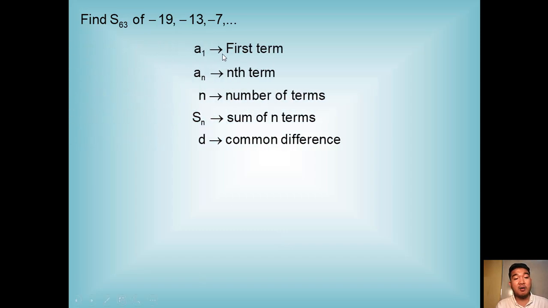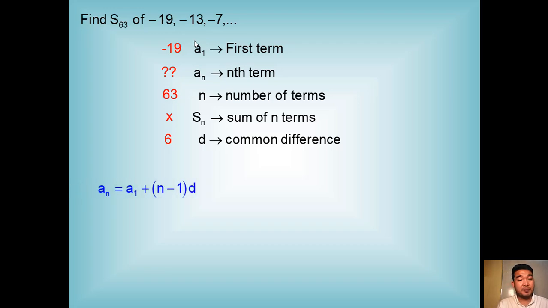And then, next problem, find s sub 63 of negative 19, negative 13, negative 7, and so on. So again, we identify our known variables. So our first term is negative 19. We are looking for a sub n, so we code it as double question mark. Then n is 63, since we are looking for the sum of the first 63 terms. Then s sub n is x, since that is what we are looking for. And the common difference, negative 13 minus negative 19, is equal to 6.